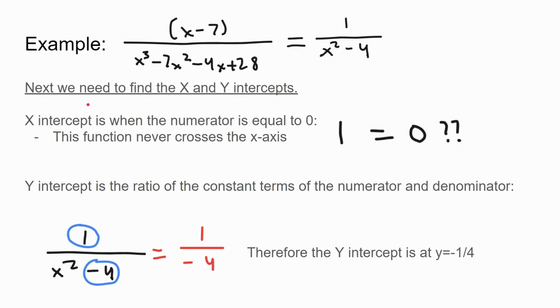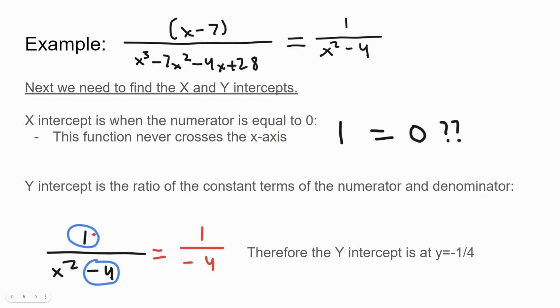After finding the asymptotes, we need to find the x and y intercepts. So the x-intercept is when the numerator is equal to 0. In this case, the numerator is 1, so we have the equation 1 is equal to 0. But 1 can never be equal to 0 because 1 is equal to 1. So what this means is that this function never crosses the x-axis. So this function never touches the x-axis. There is no x-intercept.